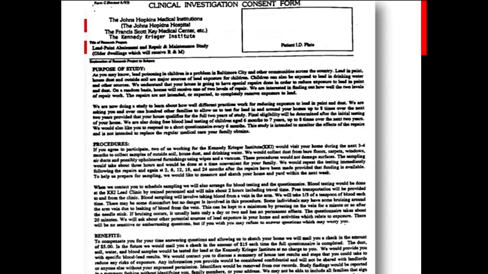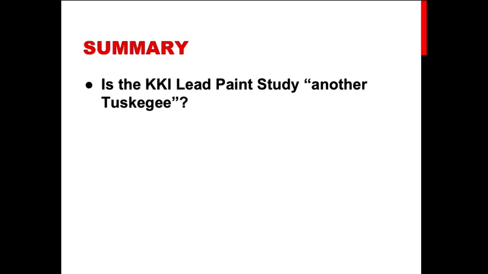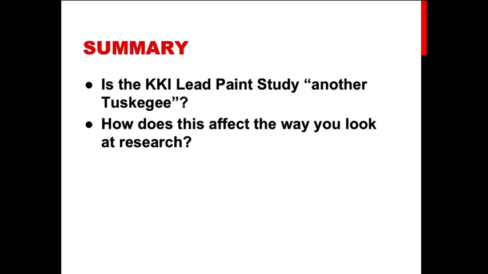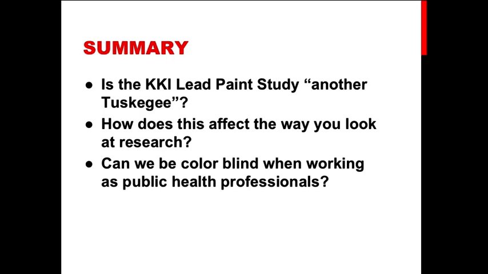This is the informed consent form. I know it's really hard to read, but I would encourage you to read this if you can to get a sense of what that looks like, in general, what a consent form looks like, but also what it looks like in this particular case as you consider whether this was ethical and just or not. So in summary, here's a few questions that you might consider regarding this study. Is the KKI lead paint study another Tuskegee? How does this affect the way that you look at research? And can we be colorblind when working as public health professionals?